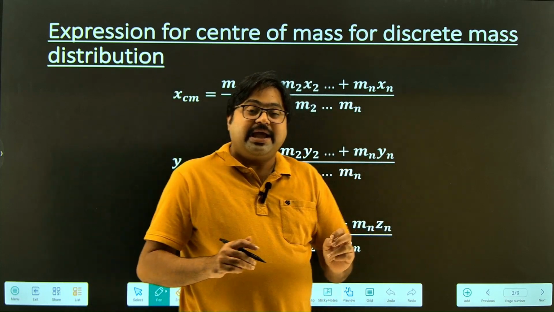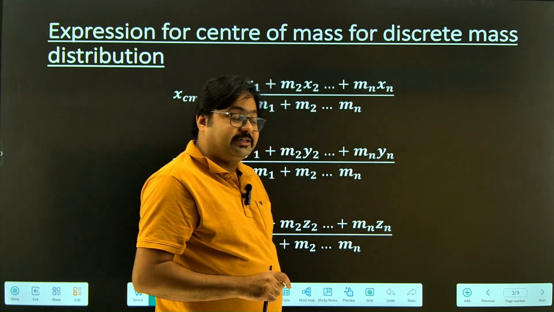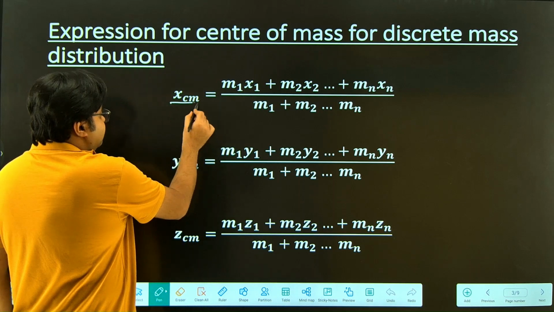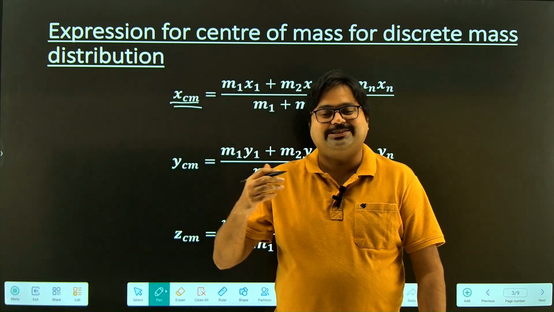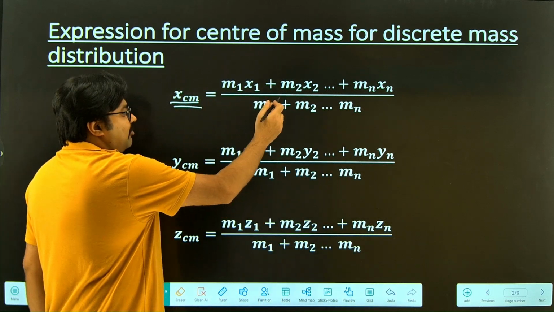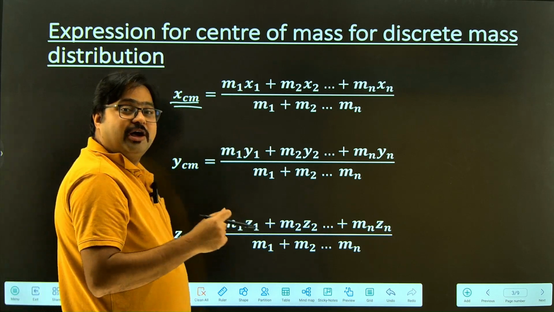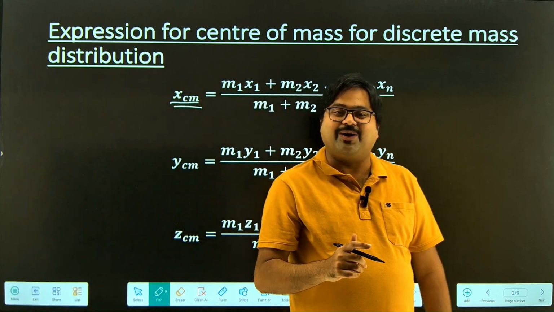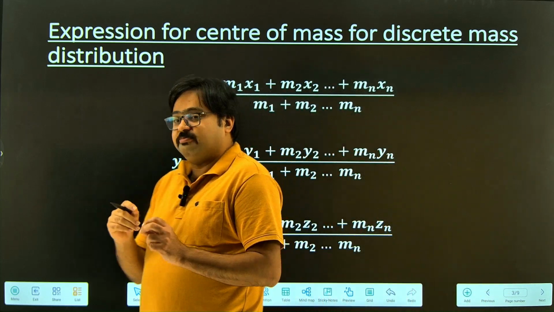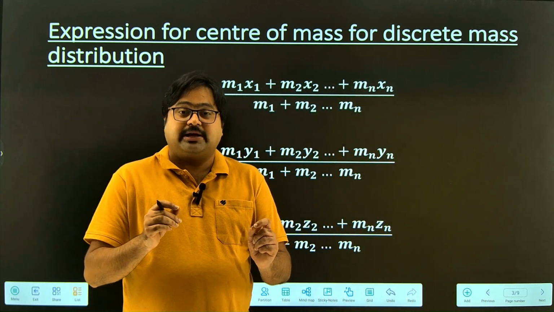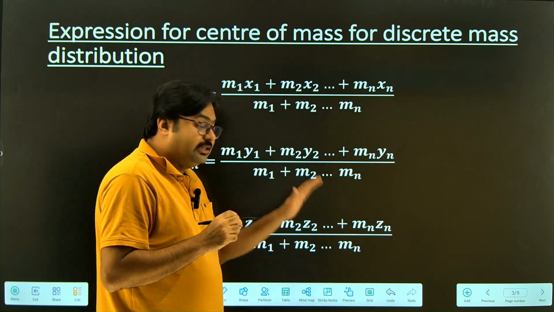If m1, m2, m3 are all tiny particles' masses, and x1, x2, x3 are the respective coordinates of these particles, then the center of mass is given by m1 x1 plus m2 x2 plus m3 x3 and so on, divided by m1 plus m2 plus m3 and so on till mn. The same follows for the y coordinate as well as the z coordinate. It's as simple as that. So the center of mass of any system consisting of many particles can be calculated using these formulae.